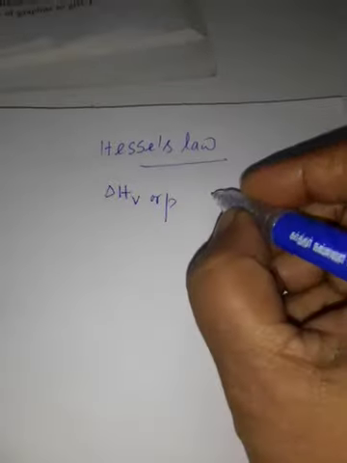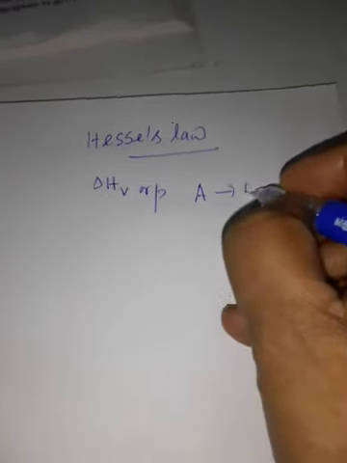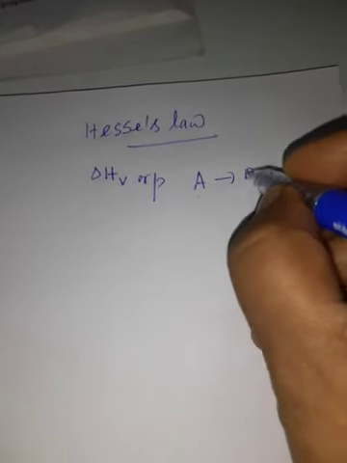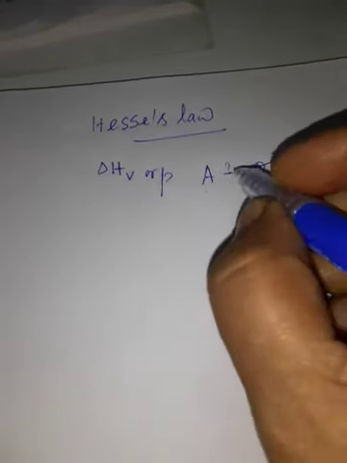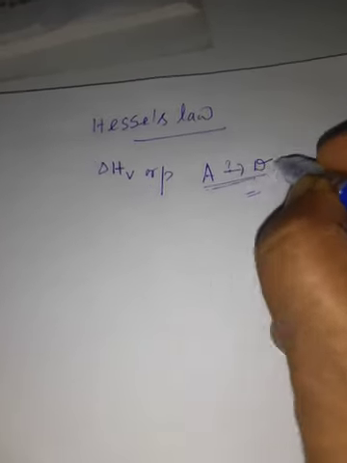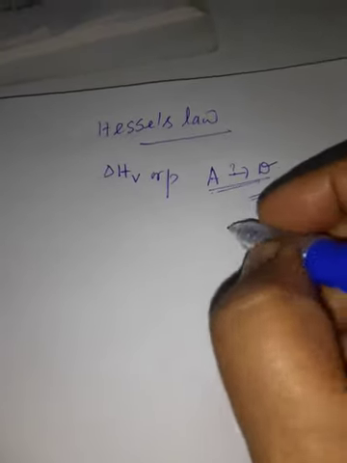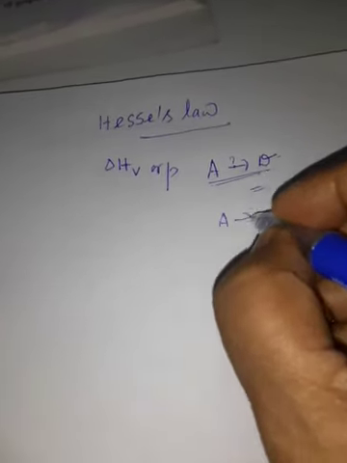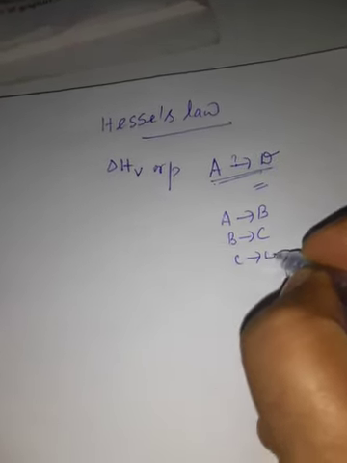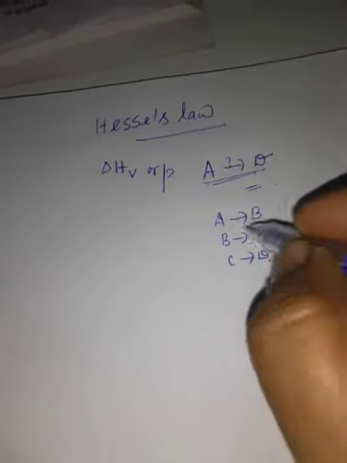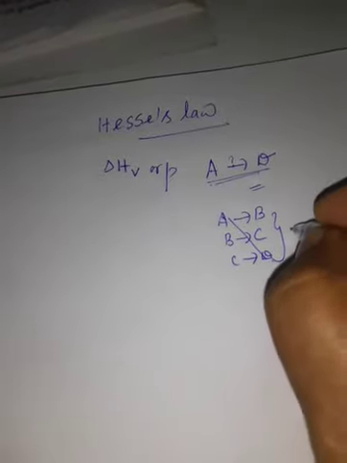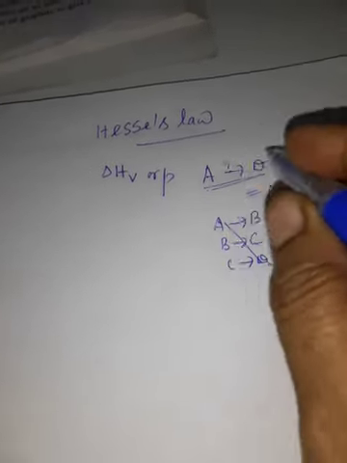For example, consider a reaction A giving D. Here when the reactant A converts to D, it needs some energy. This takes place in one step. This reaction can also take place in multiple steps. For example, A giving B, then B giving C, then C giving D. So we got D from A in multiple steps. These three energies together are also equal to this energy. This is called Hess's law.